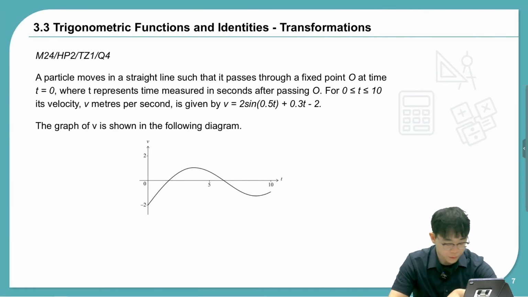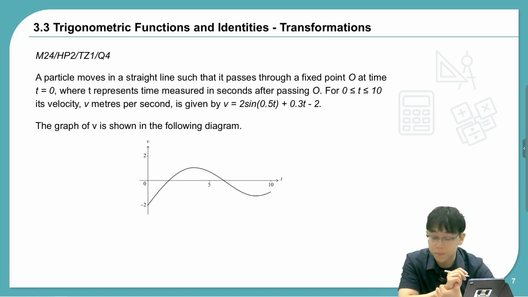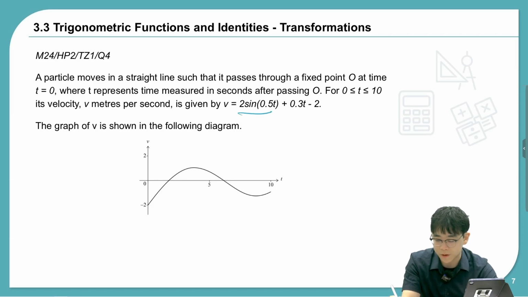Next, let's go to number 4. We have kinematics, and well, it's a combination of kinematics and trigonometry. So we have a trigonometric function where v is 2 times sine of 0.5t plus 0.3t minus 2. So actually it's a trigonometric function combined with a linear one. So there's no way you'd be able to easily draw this by hand or in your head. So you have to use our calculator. And the shape is given right here.